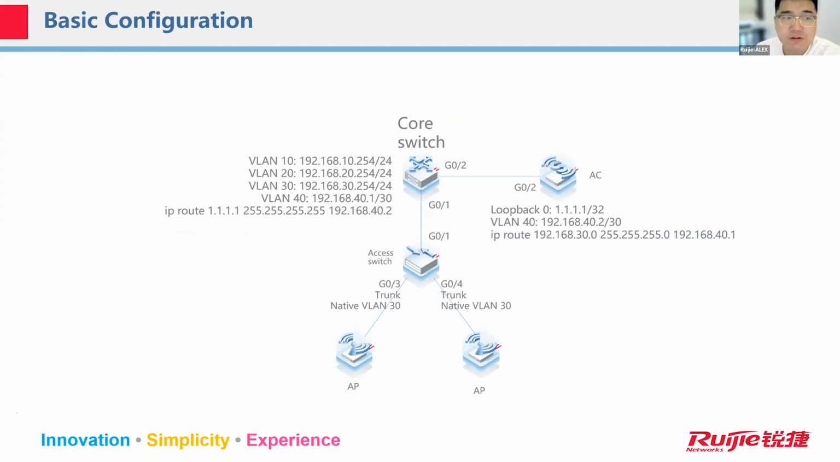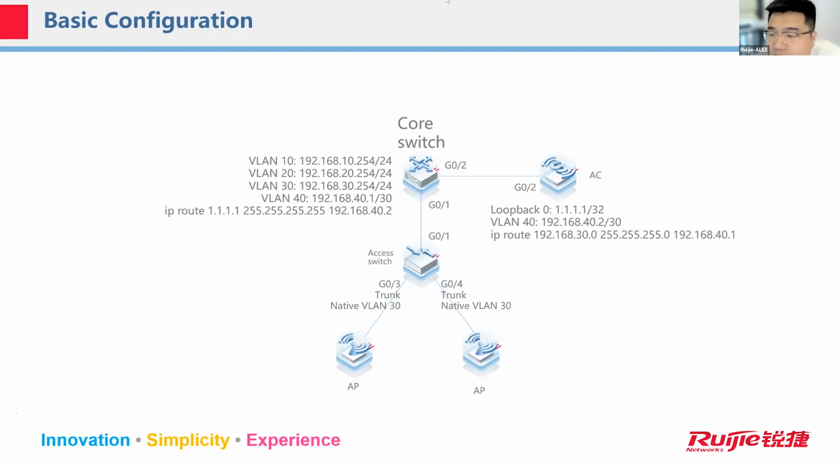Okay, first is the basic configuration. We hope that after the basic configuration, we can establish the connection, the communication between each device. For example, you can see on the core switch, we should create some VLANs, VLAN 10, 20, 30, 40. And here, let me introduce it.